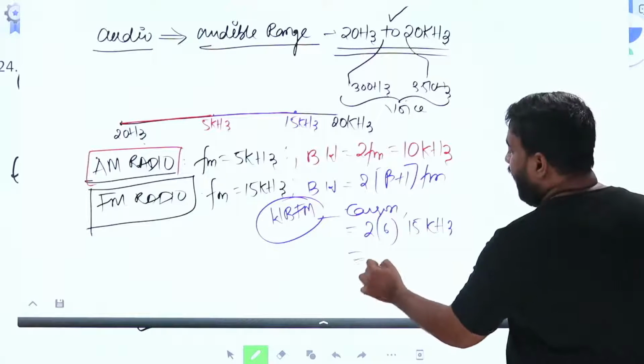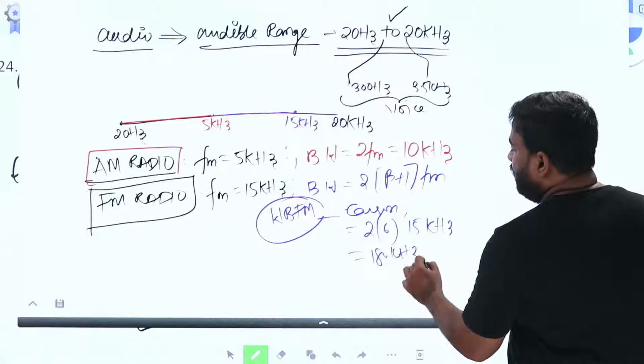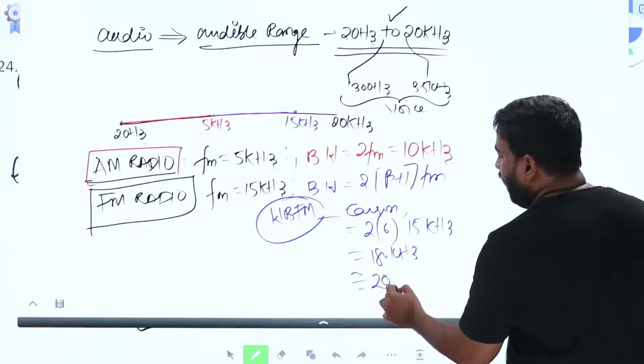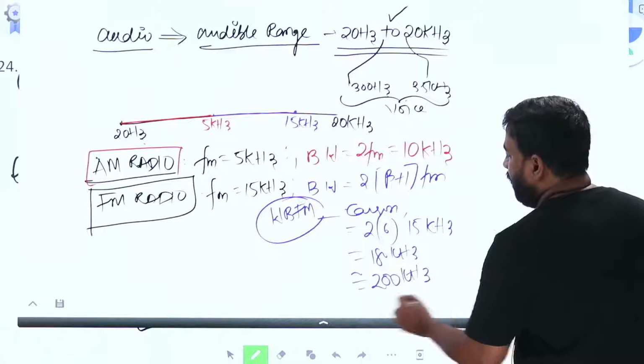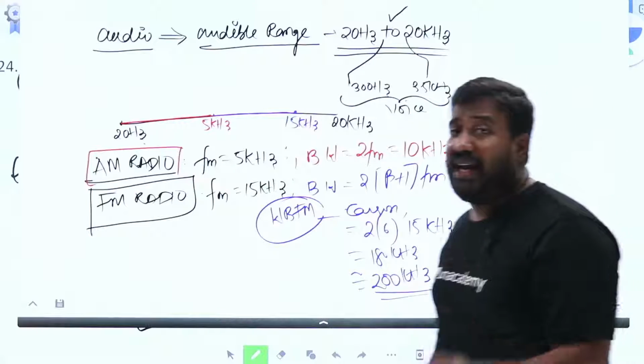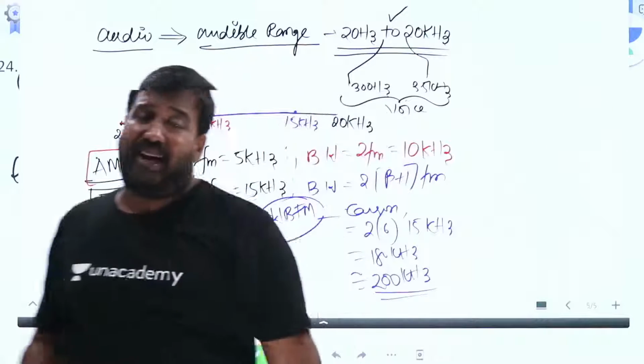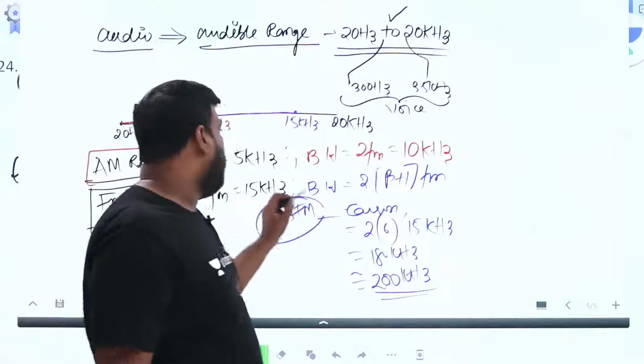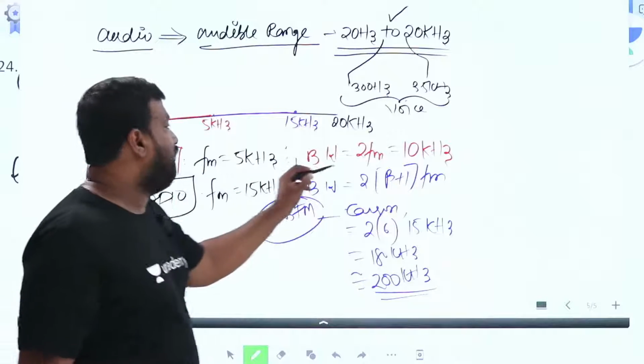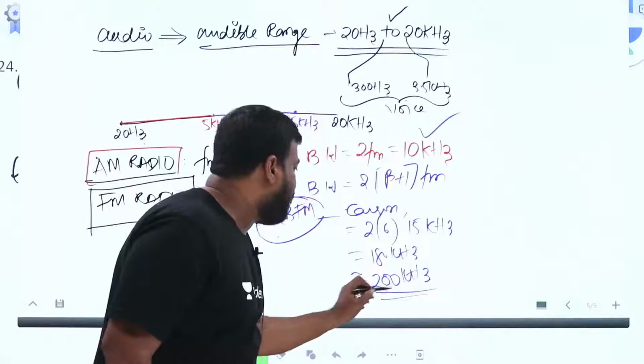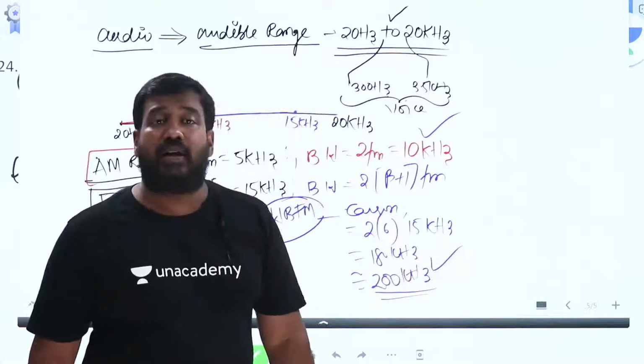This will be around 180 kilohertz. Generally, the standard allocation is 200 kilohertz. Each FM channel will take 200 kilohertz. Each AM channel will take how much? Only 10 kilohertz. An AM channel will take only 10 kilohertz. An FM channel will take up to 200 kilohertz.